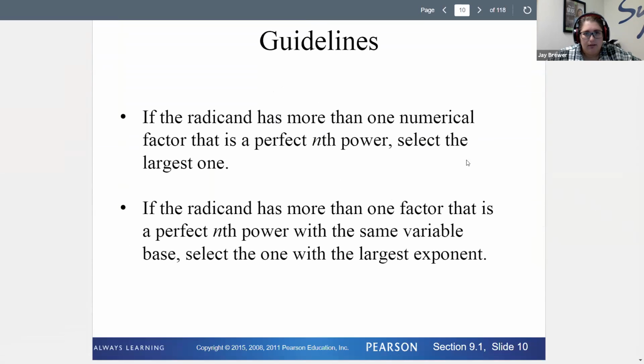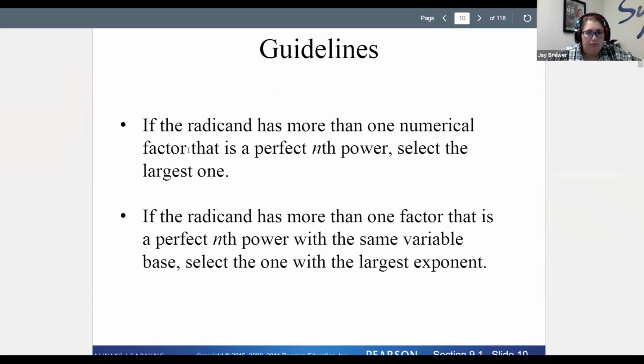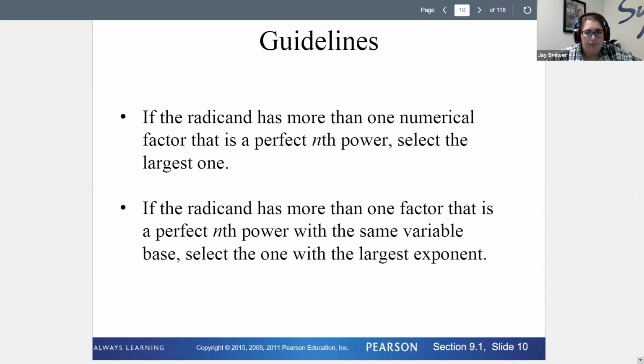Here are some guidelines. If the radicand has more than one numerical factor that is a perfect nth power, select the largest one. If the radicand has more than one factor that is the perfect nth power with the same variable base, select the one with the largest exponent. Obviously, those guidelines are not really going to make too much sense right now. In fact, I don't even really know if I cover those typically.